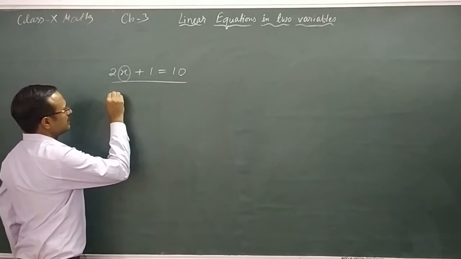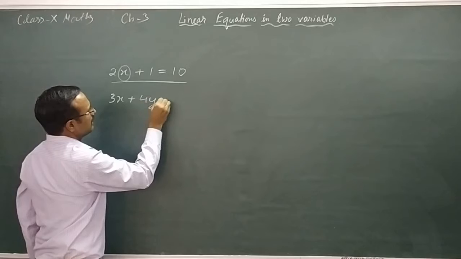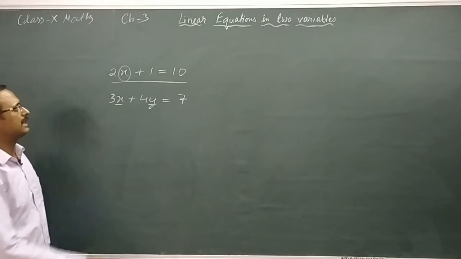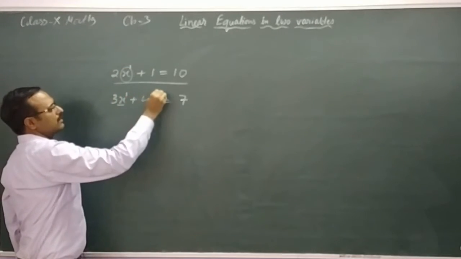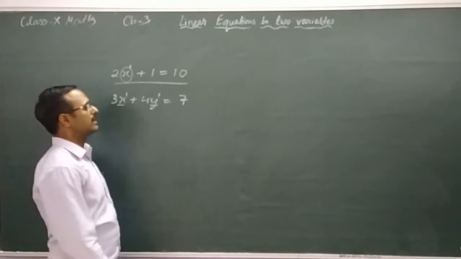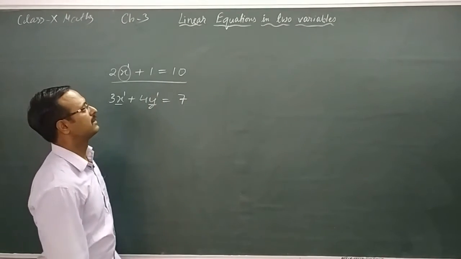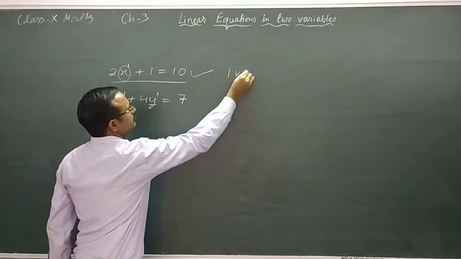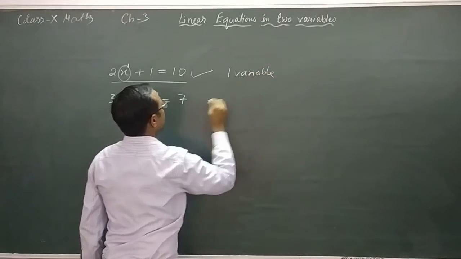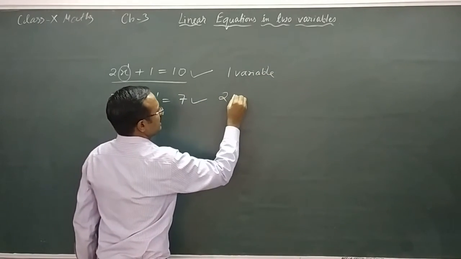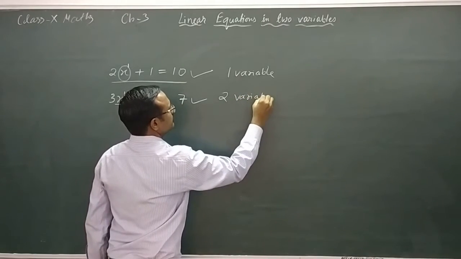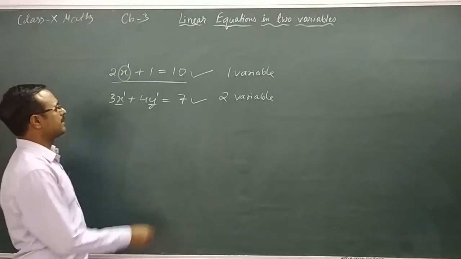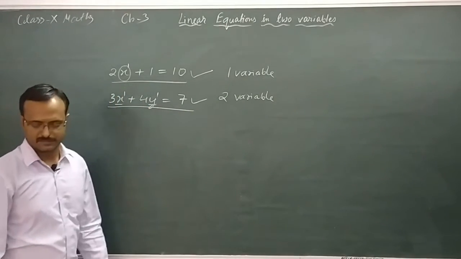If I write like this, 3x plus 4y equal to 7, then it will be an equation of two variables. Now the highest degree in both the equations is 1, so it will be called a linear equation. So this is a linear equation in one variable, and this is a linear equation in two variables, because we are having two variables x and y. So we are going to learn about such types of equations in this chapter.